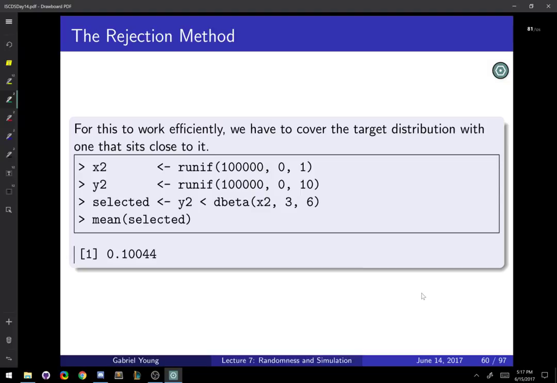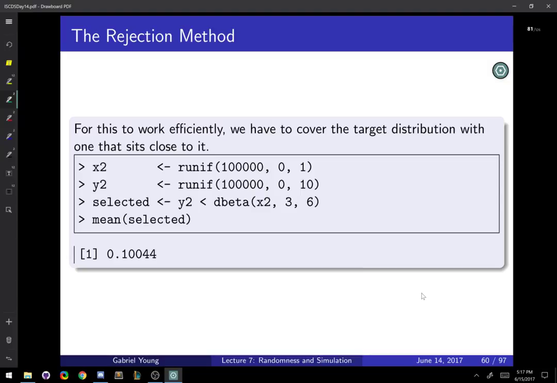What's the difference between this simulation and this one? Can somebody tell me? I'm going from 0 to 2.6 in the y's, but in this one I'm going from 0 to 10. Point being, if you could perfectly cover the beta, then it would be extremely efficient. Does that make sense?